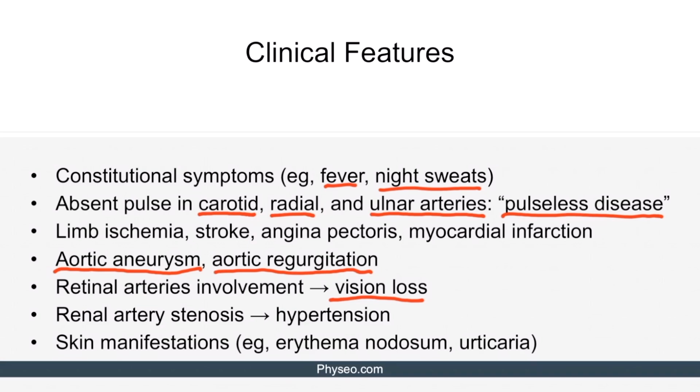Now, renal artery stenosis typically leads to secondary hypertension due to excessive activation of the renin-angiotensin-aldosterone system. Lastly, skin manifestations are often seen in the lower extremities, but only in a minority of cases. And when you do see them, it's most likely to be erythema nodosum or urticaria.